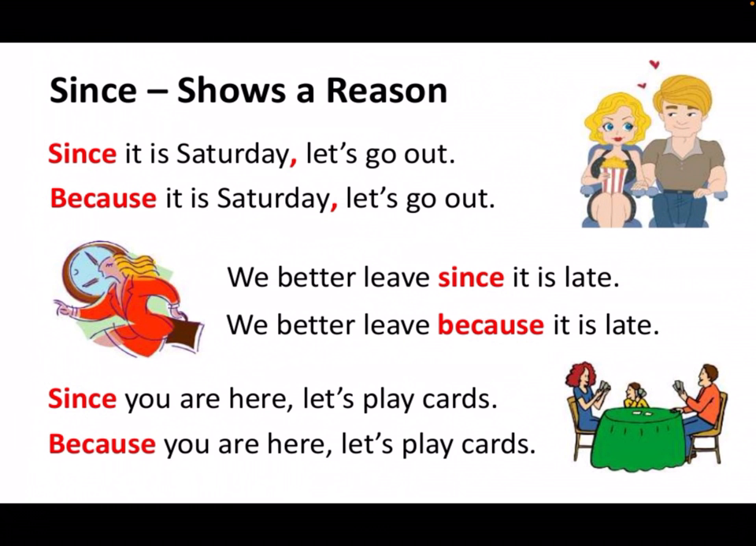We better leave because it is late. Same thing, same meaning. So since and because, same meaning, and the meaning is we are showing a reason in our sentence. Next example we have since you are here, let's play cards.